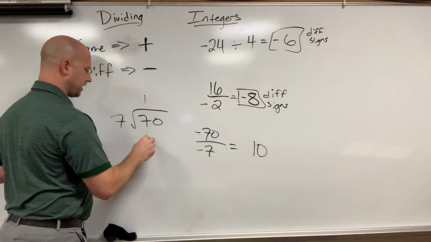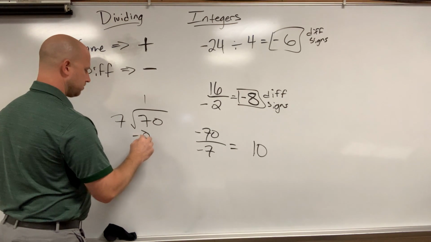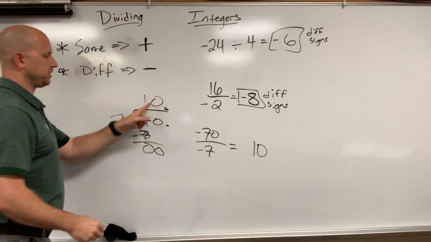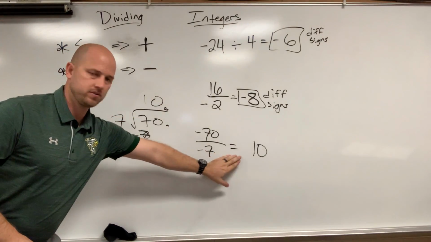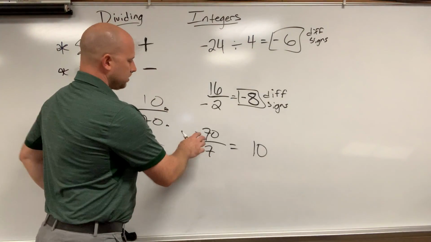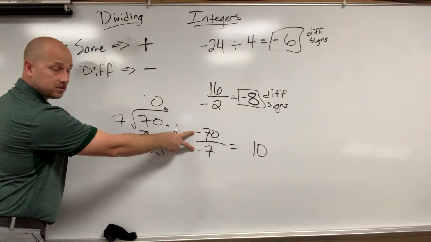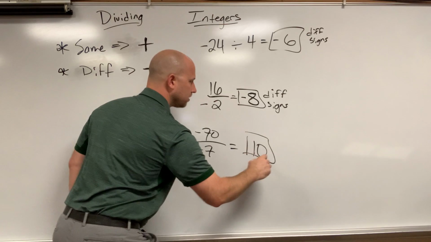7 goes into 7 one time, and you get a 0. Because of your decimal, you have to put that there. It's 10. However you need to do it, if you know your times tables, you should be good. So, 7 goes into 70 10 times. Same signs, positive. So we're done.